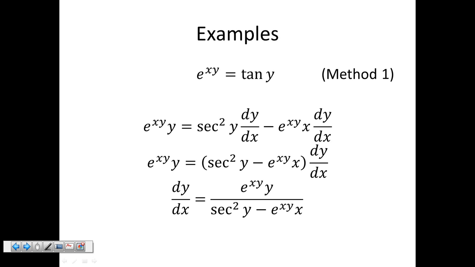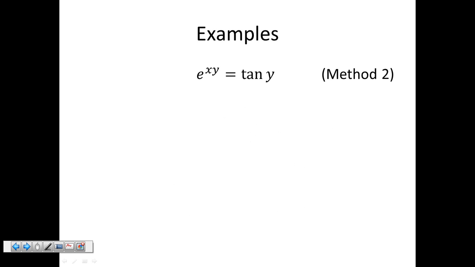And there we have dy over dx is equal to the e to the xy times y divided by the secant squared y minus e to the xy divided by x. Can't really factor anything out. I can't really cancel anything top or bottom. So that's my derivative.